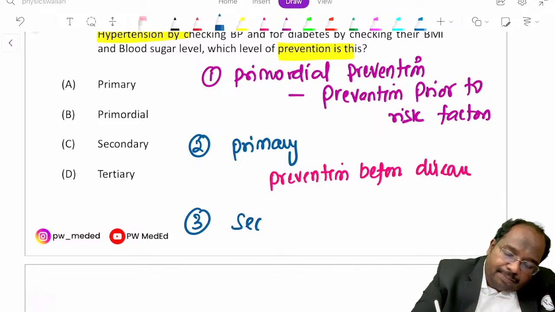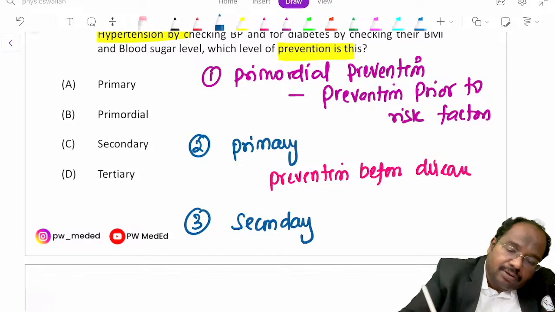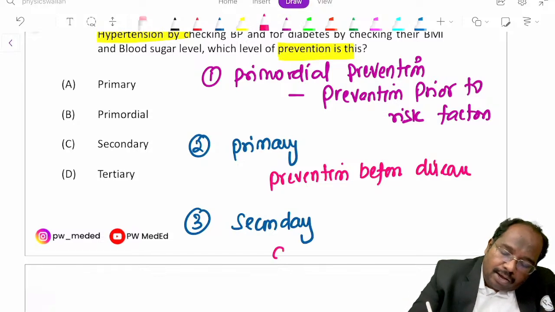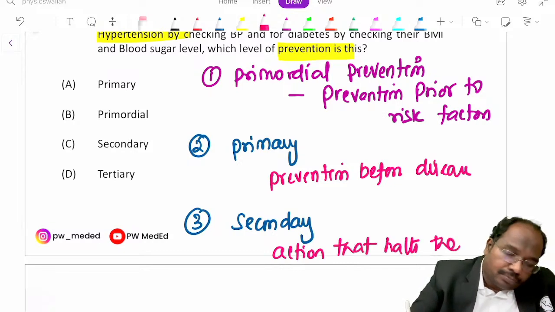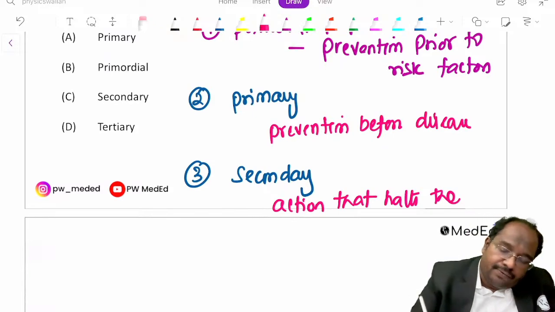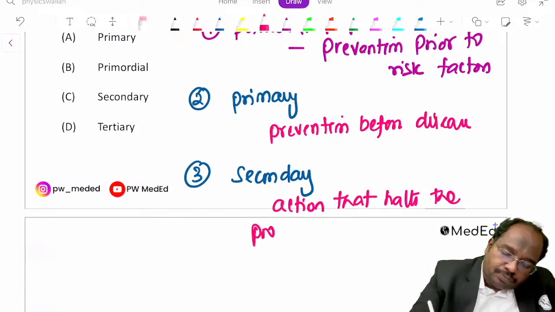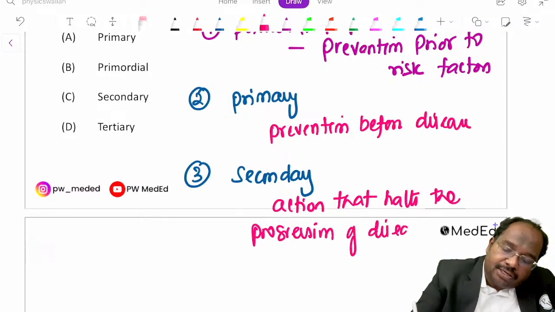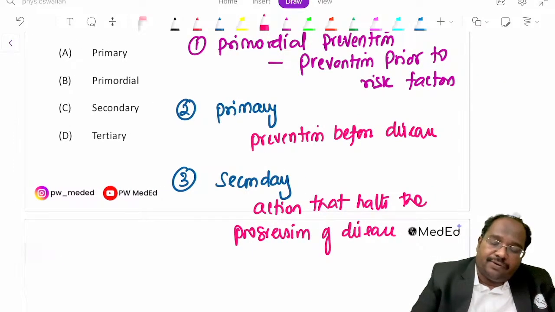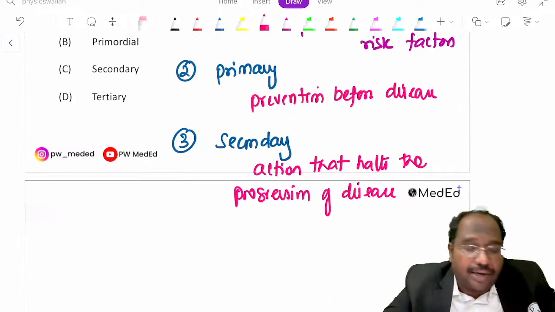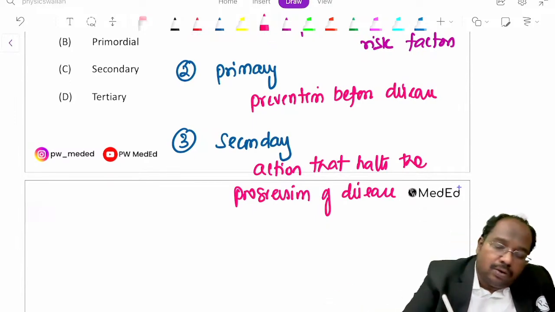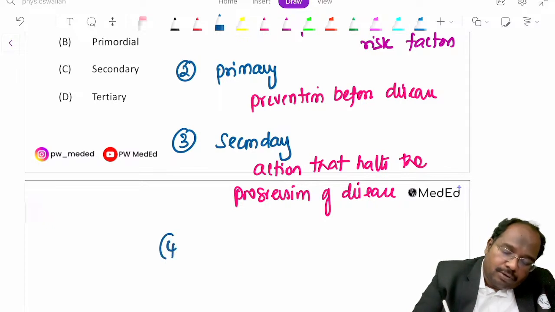What is secondary prevention? Action, that means disease has started. Action that halts the progression of disease. That means disease has started, you are trying to stop it at an early stage. Okay, fine. Secondary and tertiary.